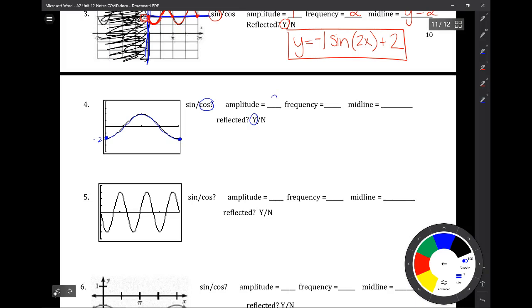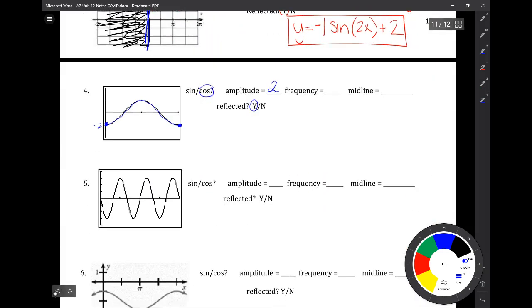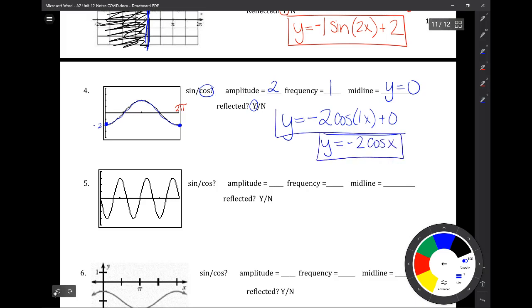The amplitude is 2. This is still following the same instructions that you were given on the previous page here. So I know that this ends by 2 pi. So that means I'm seeing 1 full curve by the time I get to 2 pi. My midline is still at 0. So when I write my equation, I have a reflected cosine curve with an amplitude of 2, a frequency of 1, and a midline of 0. So if you don't feel like writing the 1 and the 0, you could just write this. But I would accept either answer.